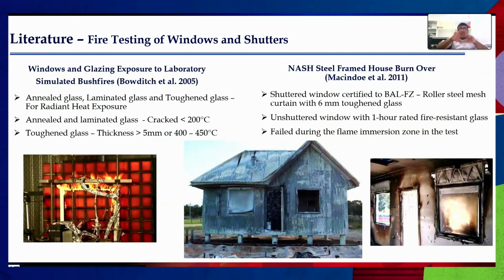Right. And then when you look at the literature, there were two basic studies. One is from the CSIRO, the other one is from CSIRO and the NASH. They conducted some window testing, the first one, and they found that annealed and laminated glass will crack at roughly 200 degrees Celsius or less when exposed, and toughened glass, which is greater than 5 millimeter, will crack around 400 to 450 degrees Celsius. But bushfire temperatures, especially the flame exposure temperatures, are more than 500 degrees Celsius.